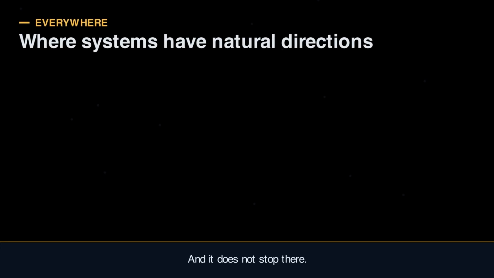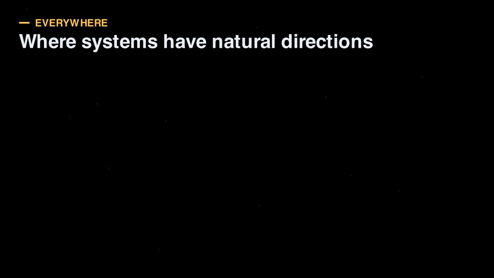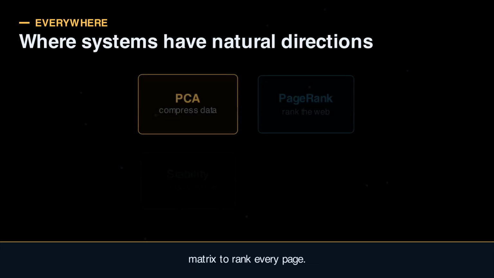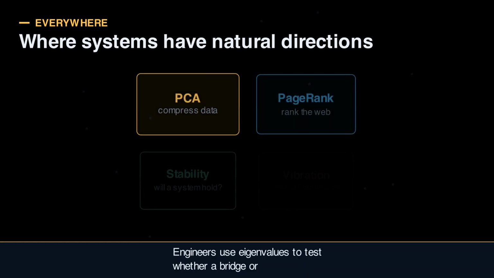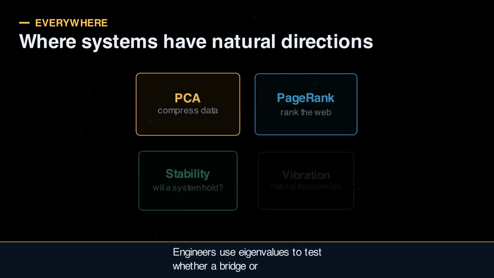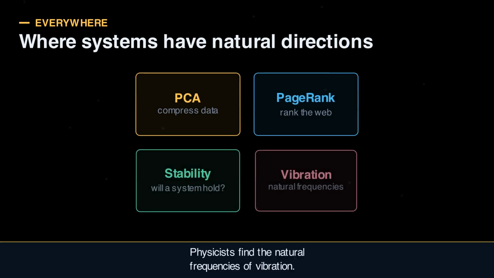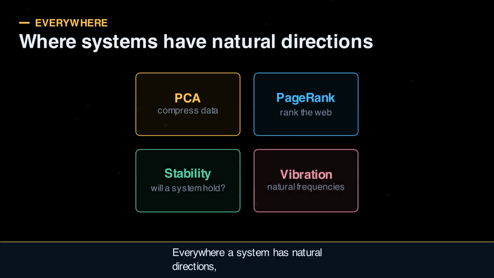And it does not stop there. PageRank finds the eigenvector of the web's link matrix to rank every page. Engineers use eigenvalues to test whether a bridge or a system is stable. Physicists find the natural frequencies of vibration. Everywhere a system has natural directions, eigenvectors are how we find them.